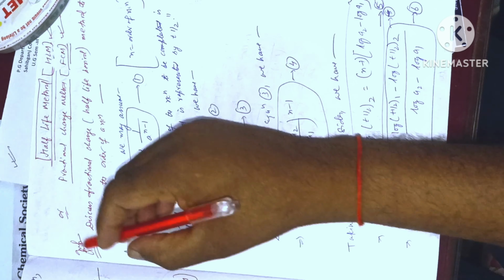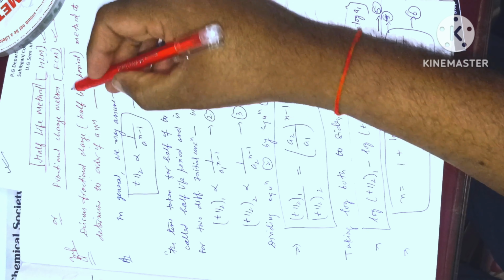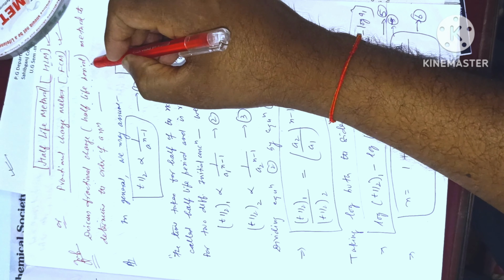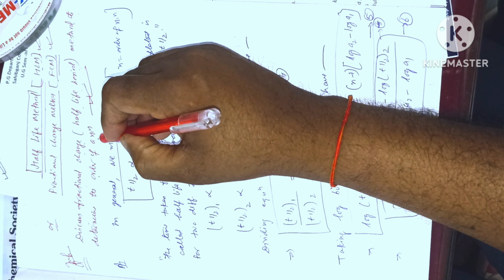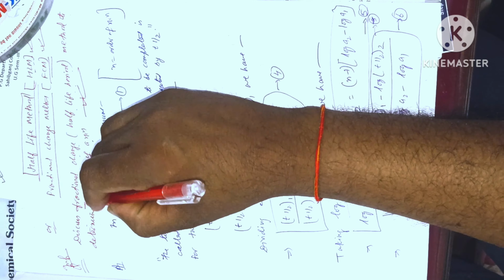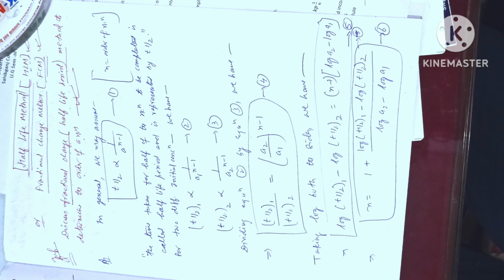In the exam, the question will be like this: discuss the fractional change, that is, half-life method, to determine the order of the reaction. How is the order of the reaction determined by the fractional change method, half-life method? The answer will be like this.